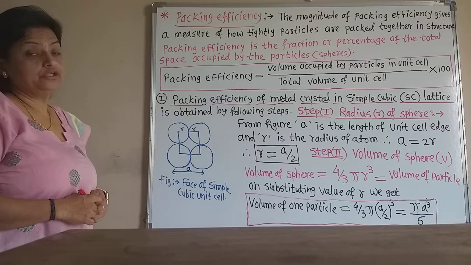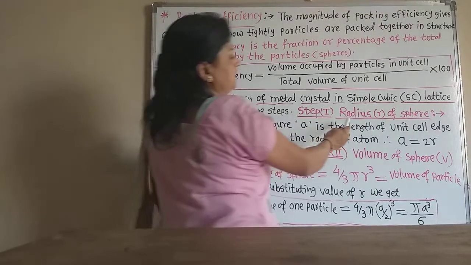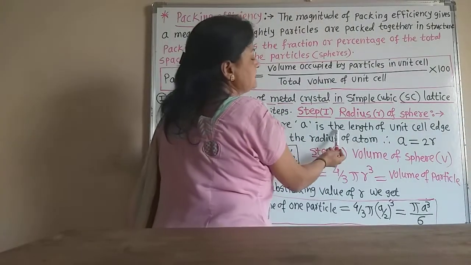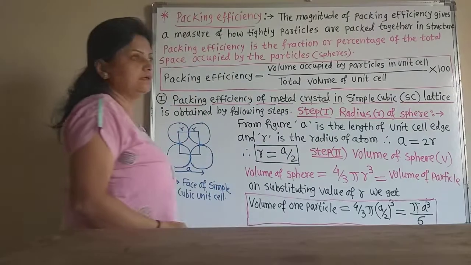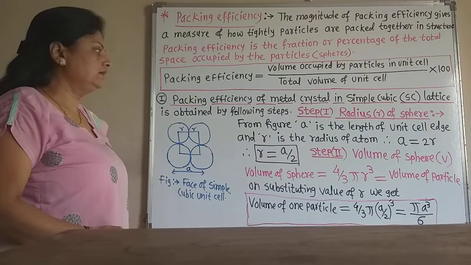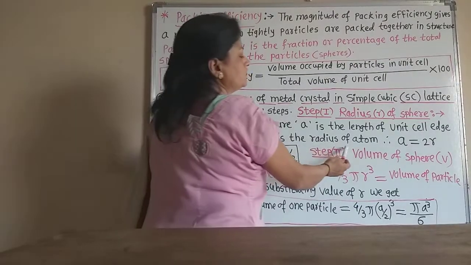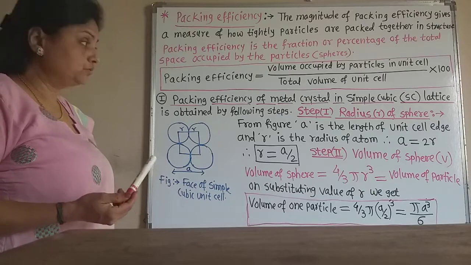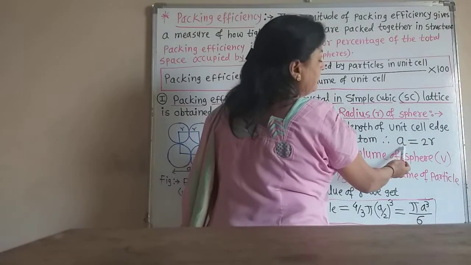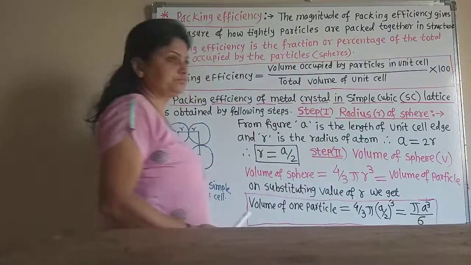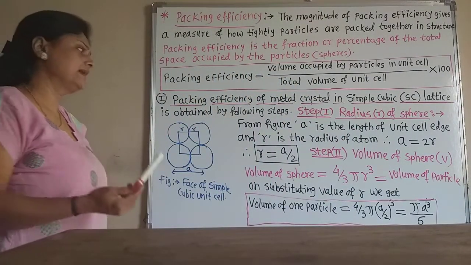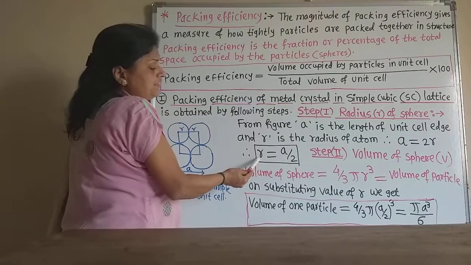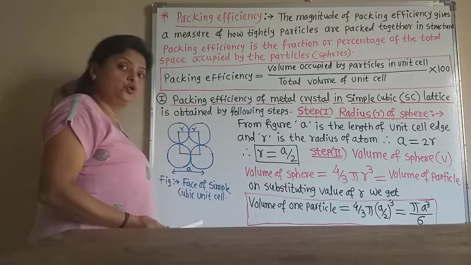So to calculate the radius r of the sphere from the figure, suppose a is the edge length of the unit cell, and r is the radius of the atom. So the edge length of the unit cell is a, that is equal to 2r. So if we have to calculate r, the radius of the sphere, then as a is equal to 2r, therefore r is equal to a divided by 2.